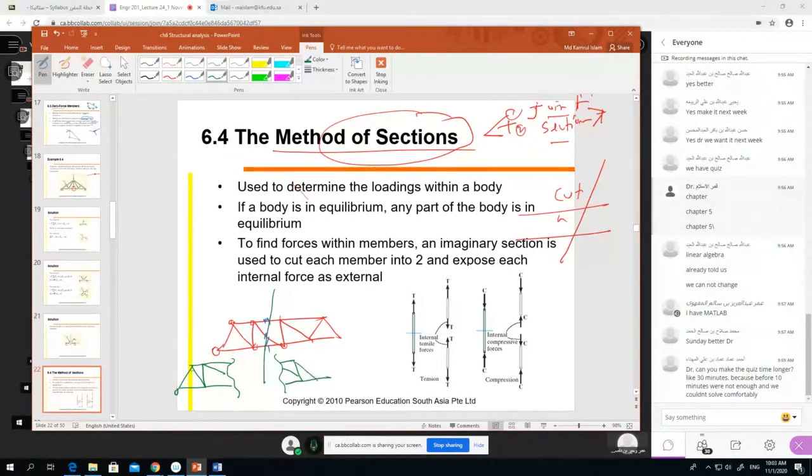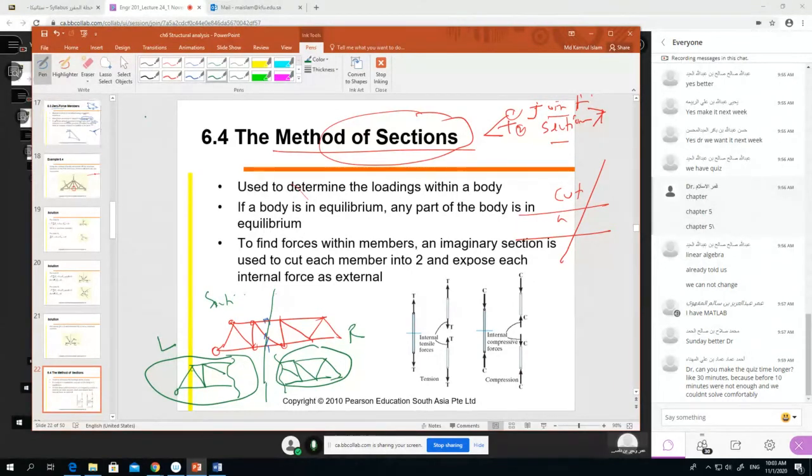Right? Two pieces. So it's called a section. We cut in a section, and then we can solve with this side, any side, left side or right side. Anyone you take, you will get the same answer. Right? Now, this is called the method of sections.